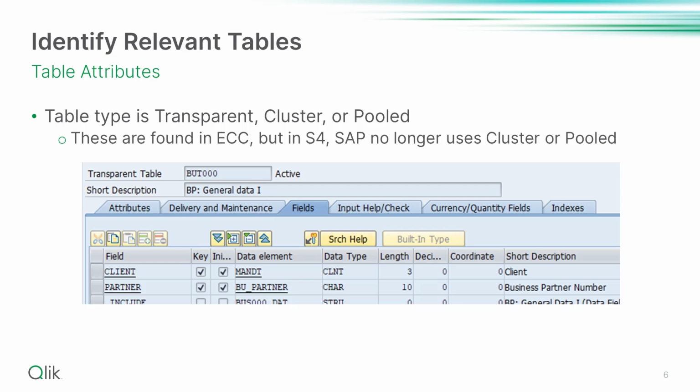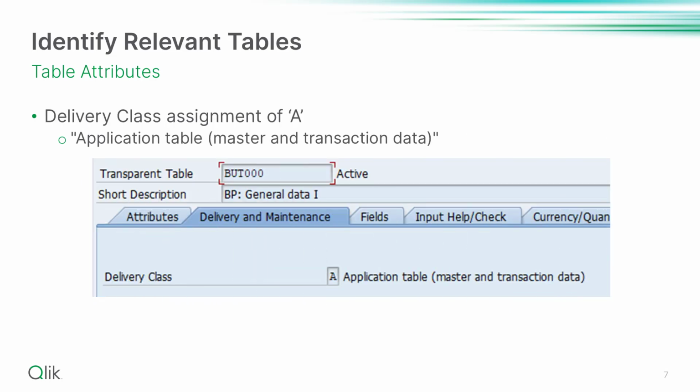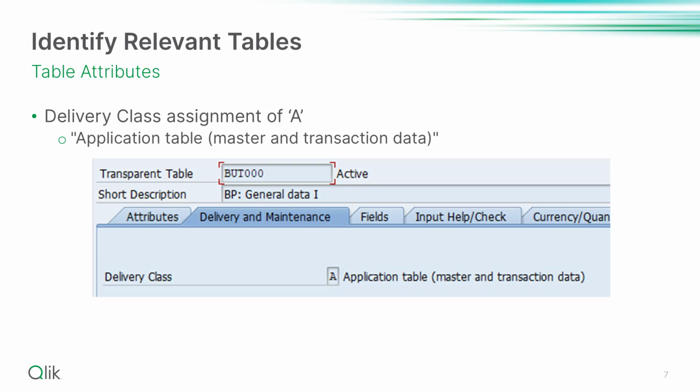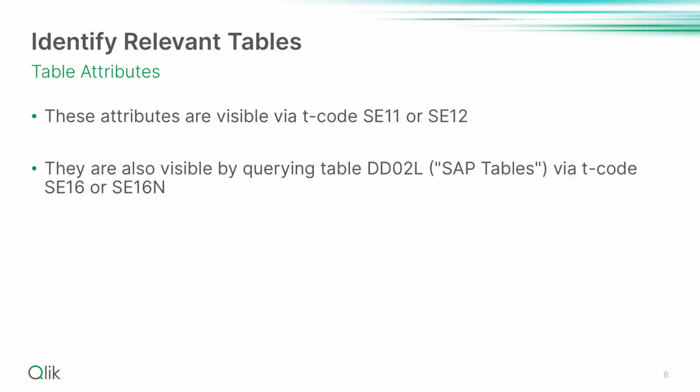The second attribute is that the table type is transparent, cluster, or pooled. However, it is worth noting that in S/4HANA, SAP has stopped using the cluster and pooled table types, so keep this in mind with respect to the SAP solution your team is running. The next attribute is that the table's delivery class assignment is A, which SAP defines as Application Table, Master and Transactional Data. All three attributes are visible when displaying a table via T-codes SE11 or SE12.